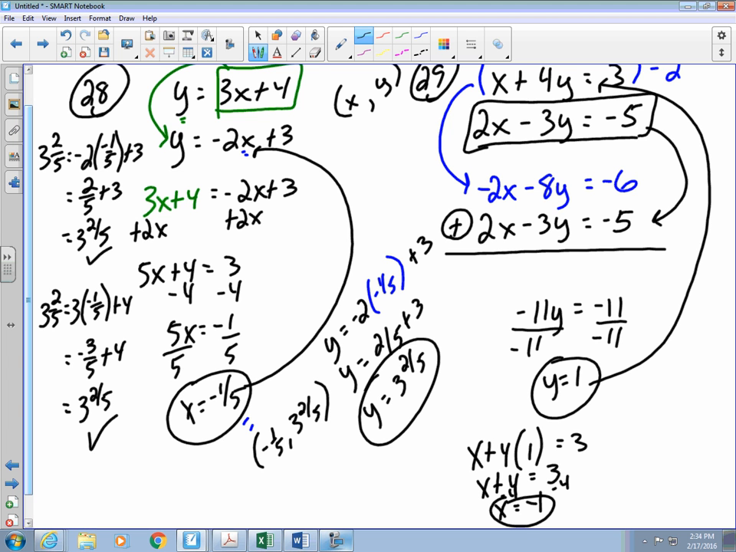So the ordered pair is negative 1, 1, and you can plug that back in and check your work just like we did with 28 if you wanted to. So one problem with substitution, one problem with elimination.